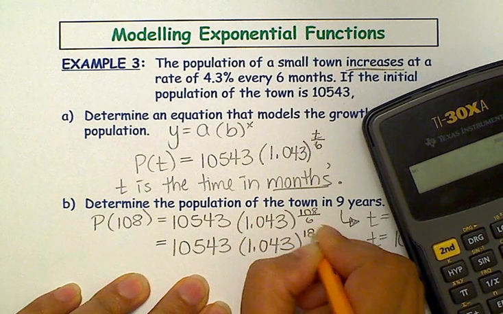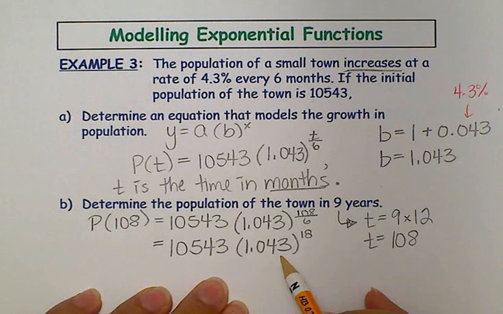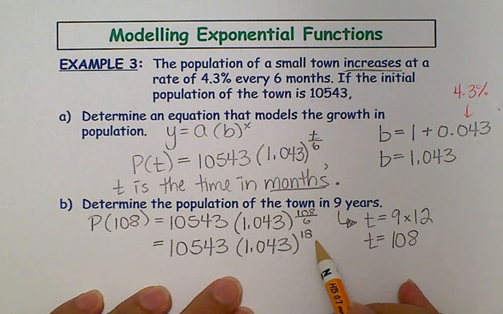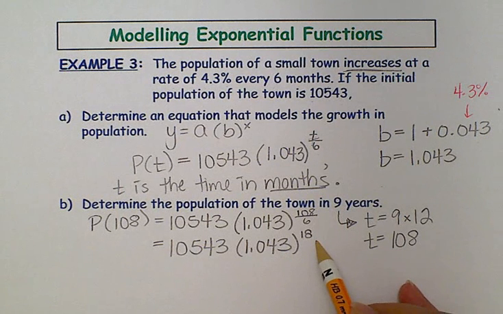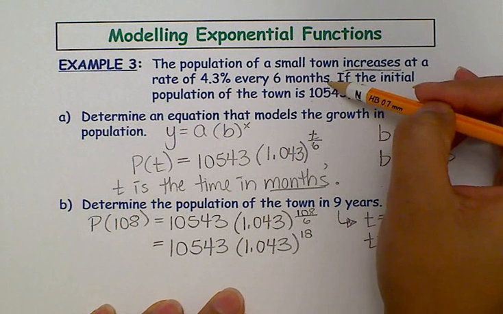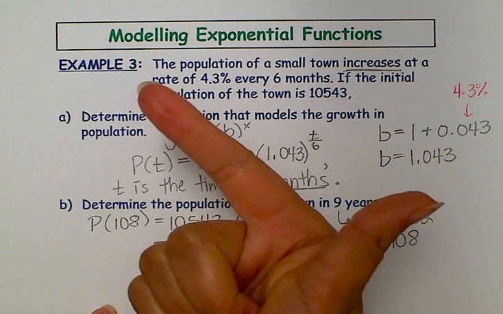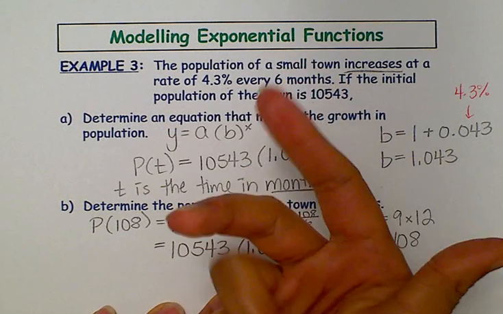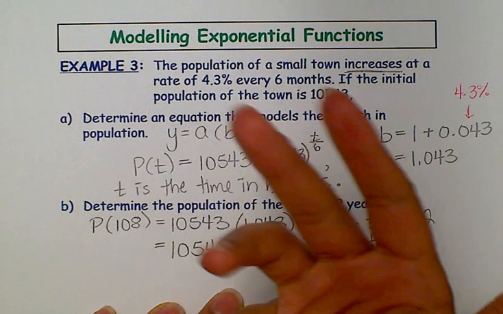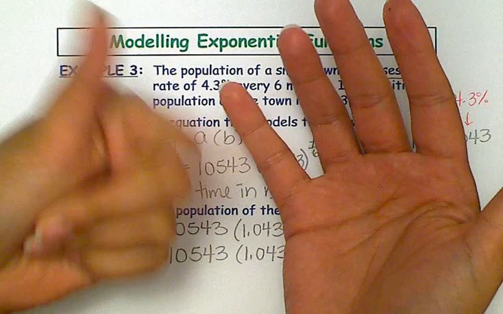Now, does this make sense? This tells me the population is going to increase by 4.3%, 18 times over a span of 9 years. That makes sense because if the population is increasing every 6 months, so 6 months, 1 year, that's twice. 1.5 years, 2 years, so that's 4. 2.5, 3. Oop, I'm running out of space. 3.5, 4. 4.5, 5. So 10 times in 5 years.